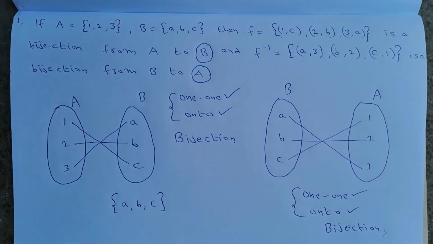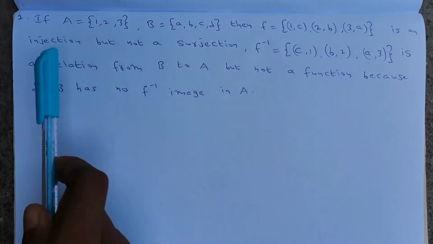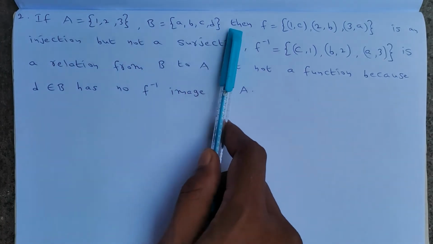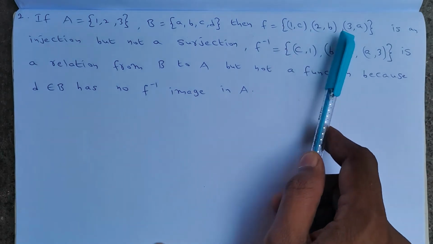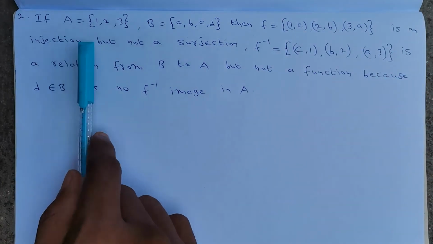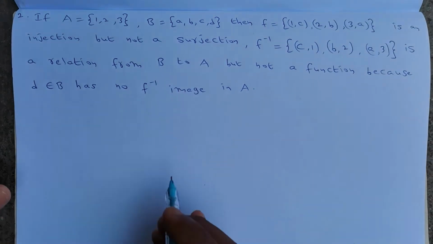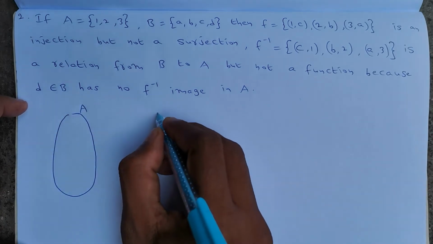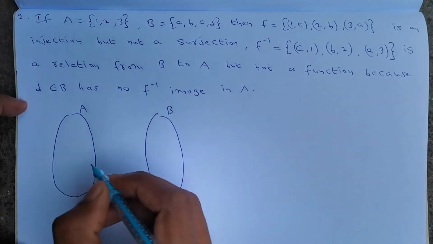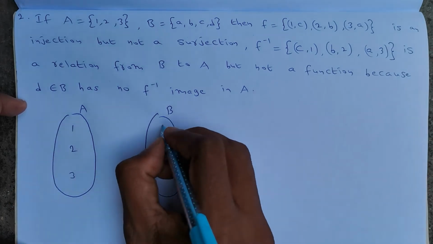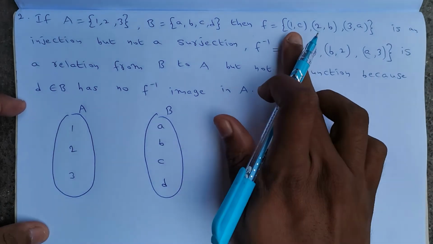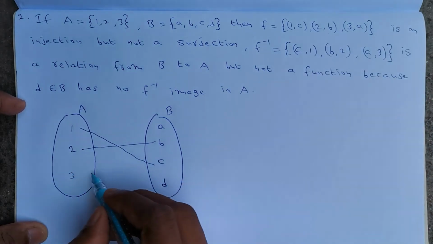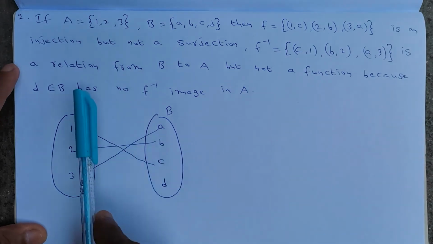Okay, let's move to the next example. The next question is, if set A is equal to 1, 2, 3, and set B is equal to A, B, C, D, then F is equal to 1C, 2B, 3A is an injection but not a surjection from A to B. So this is set A and here it is set B. Set A has 1, 2, 3 and set B has A, B, C, D. 1 comma C, so 1 to C, 2 comma B, 2 to B, and 3 comma A, so 3 to A. He is saying that it is an injection.